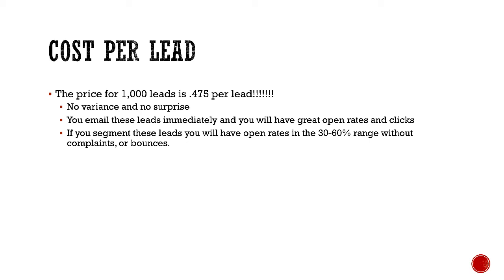Bounces is when the email goes out and there's no inbox when it arrives. We use a service called Bright Verify to make sure that the leads' email addresses are correct. It's not 100% perfect, but it's better than solo ads or anything else.